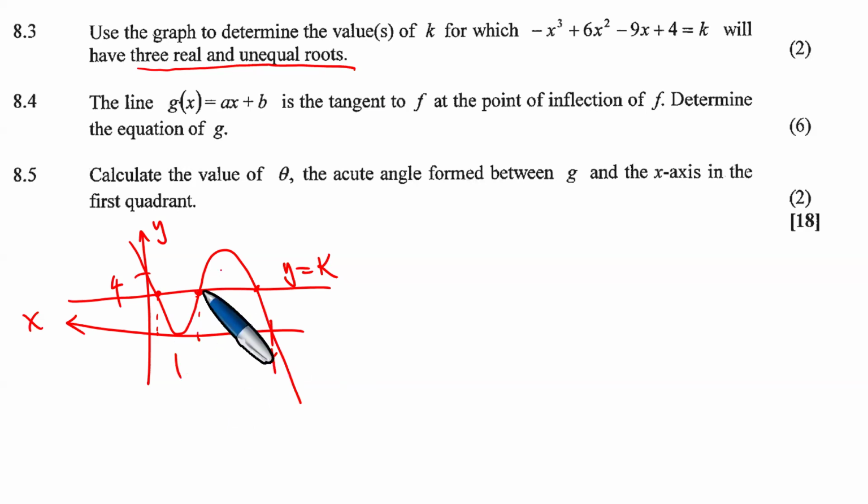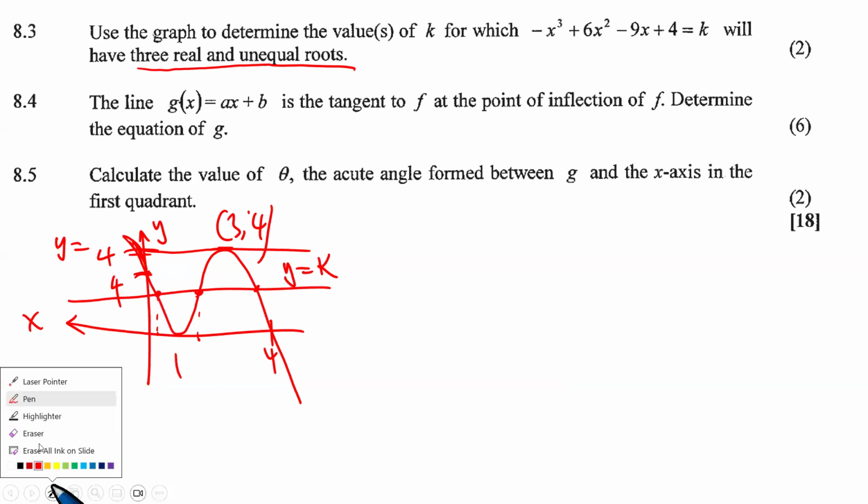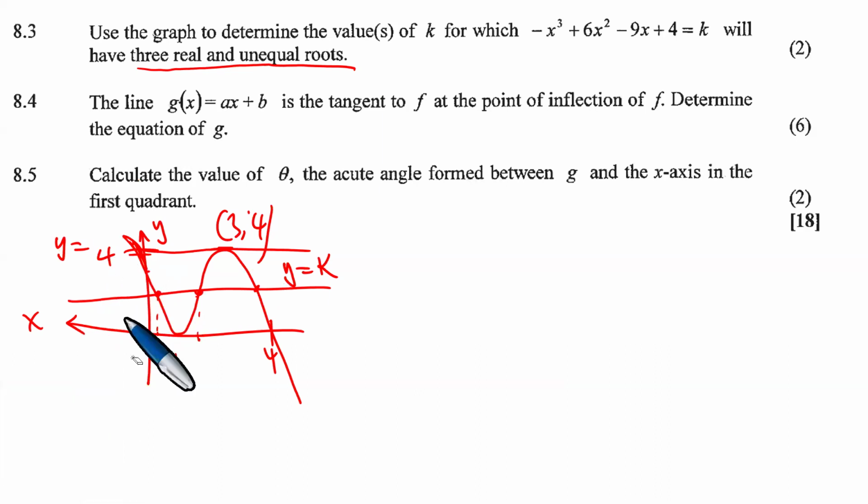But now there are 2 restrictions. We can restrict between the turning points. The one we saw at (3, 4) means that at this point our y is 4. So the 4 is obviously here, we can see that. So our y is 4. And then there's this other one here, which means y is 0.